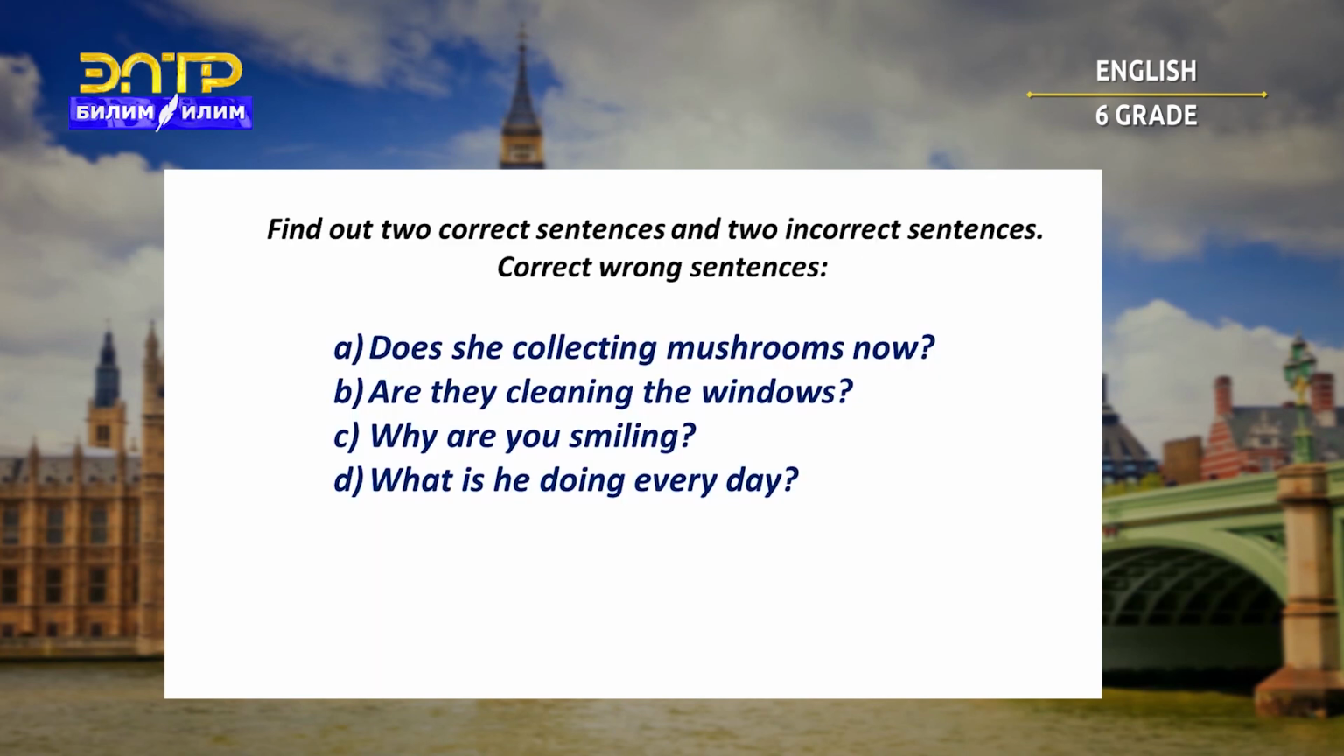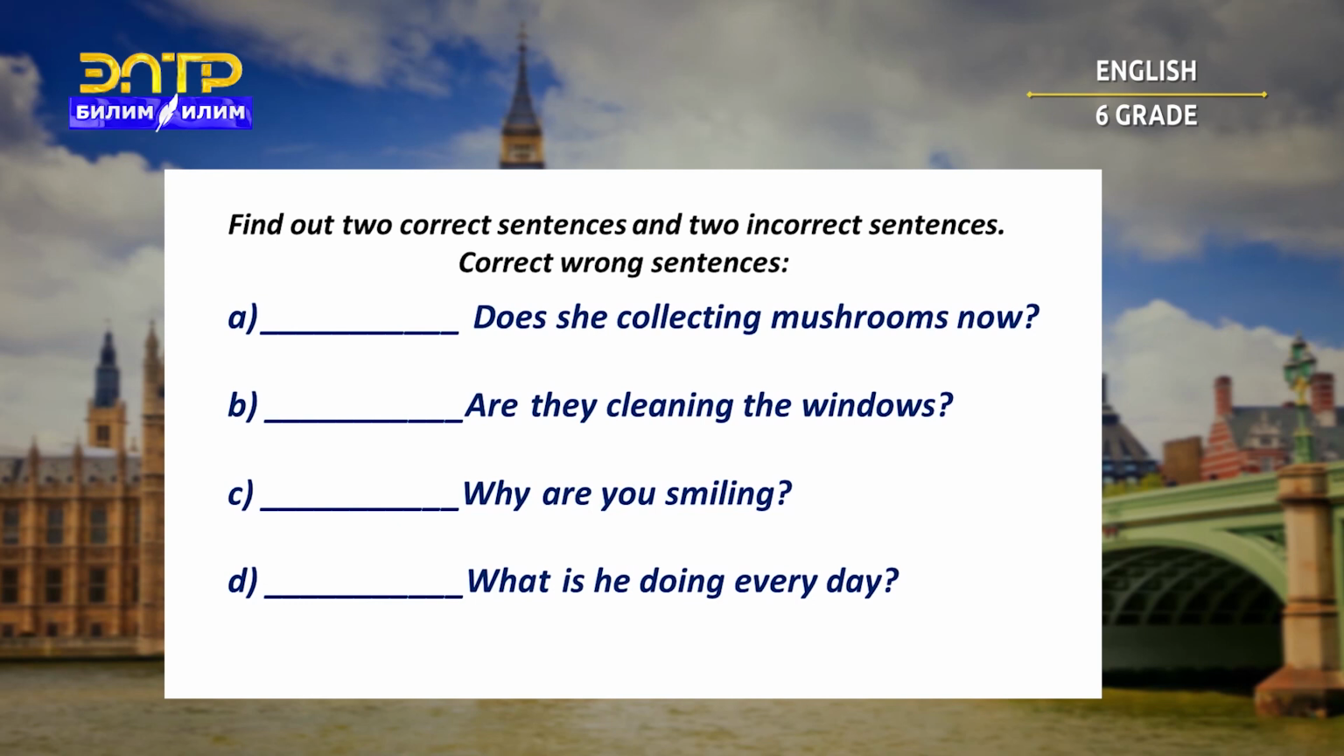Now, students, there are 4 sentences on the screen. Find out 2 correct sentences and 2 incorrect sentences. Correct, wrong sentences. Now, students, let's check together. Does she collecting mushrooms now? This is incorrect. In the present continuous tense, we do not use auxiliary verb does. So, the correct question is, is she collecting mushrooms now?